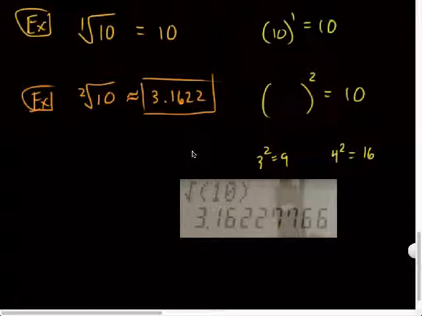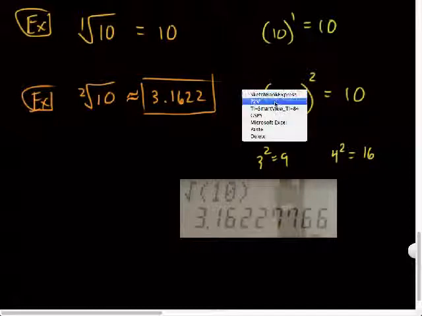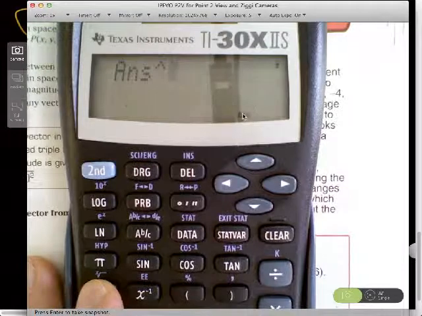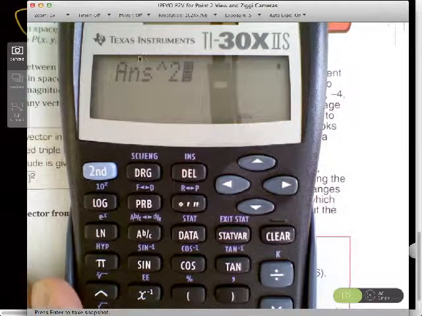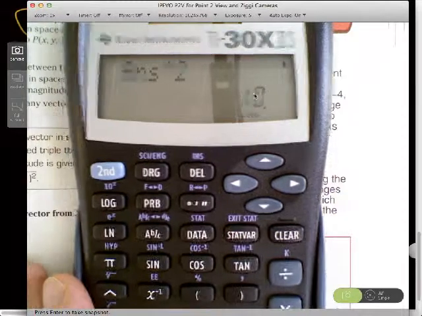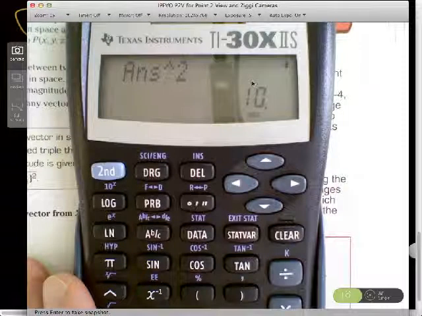So basically, we have to use our calculators for this. Now, to verify, if I raise that answer to the second power, what should that equal? 10, exactly. Bam, exactly. So that's how you can do a square root in a calculator.